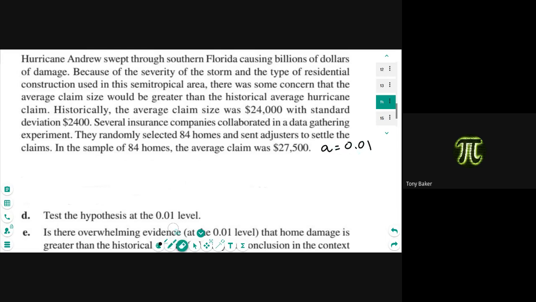Your significance level is 0.01, because I'm about to erase that part of that question.